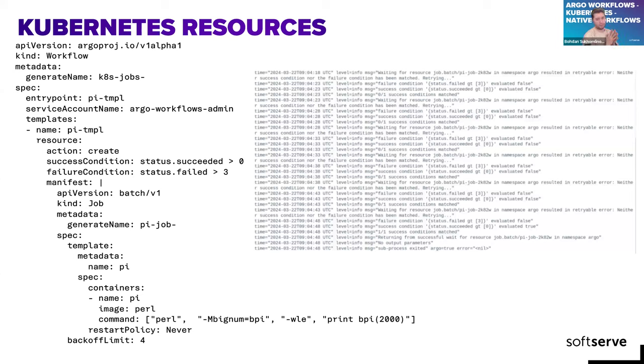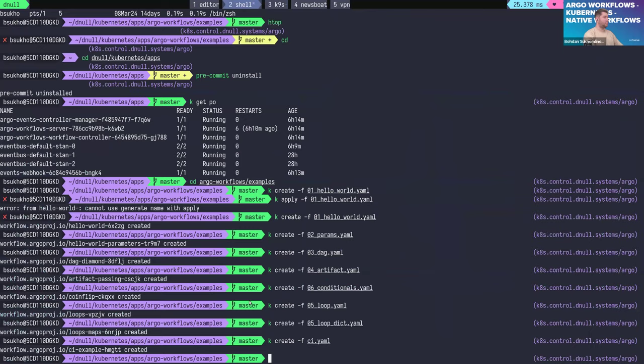And the most powerful part of workflows, in my opinion, is that it has the ability to create not only pods, but actual Kubernetes resources, because we are already inside Kubernetes. So let's assume this one. This one will be able to generate some cron job for us. As you can see here, we will use some resource. We will use action create. It has some dependency, like conditions, optional. So if this job fails, then our workflow will fail. And this job is calculating the first 2000 digits of pi in this case. So let's apply this one.